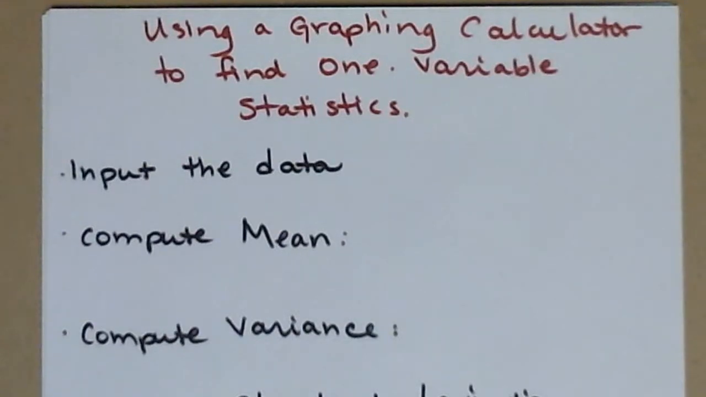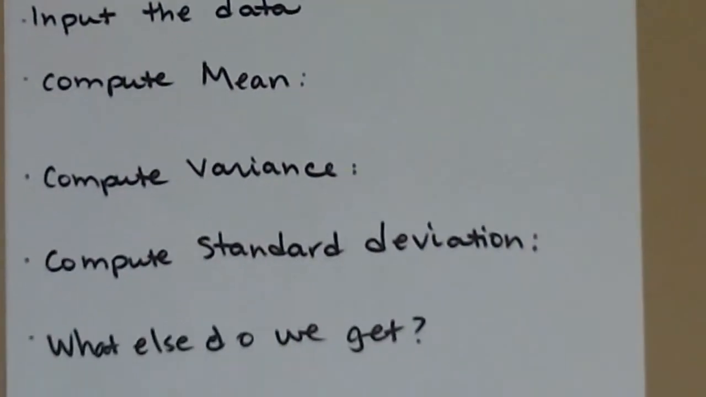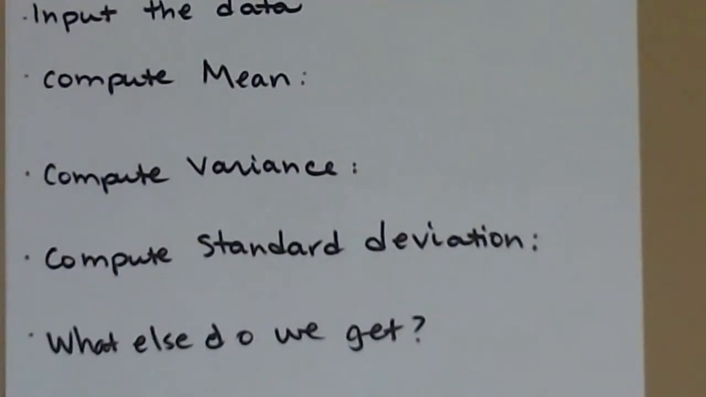I'm going to do a brief little demonstration here on how to use a graphing calculator to find one variable statistics on a list of data that I compiled. So what we'll do is I'll show you how to input the data and then the buttons to push to find the mean, the variance, the standard deviation, and we'll just see what else we can get.